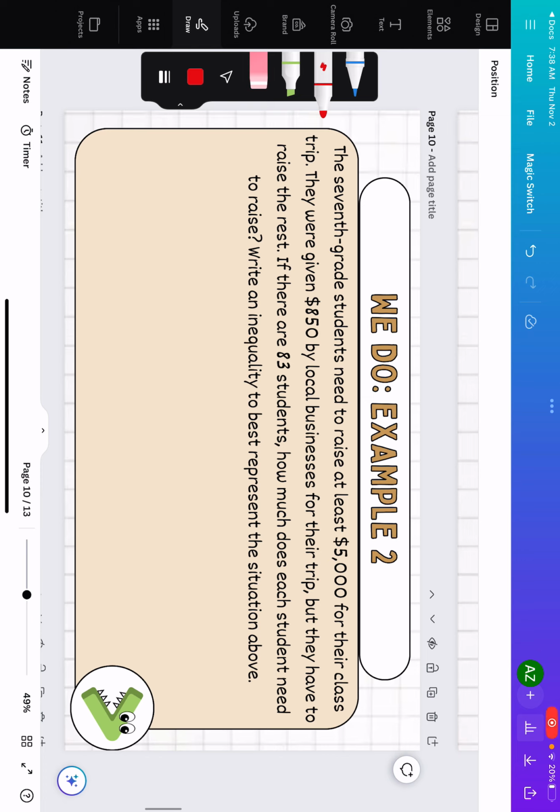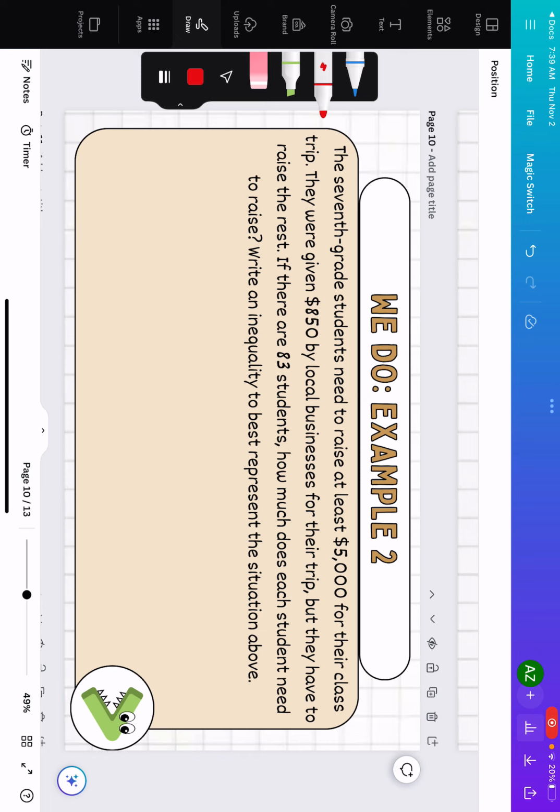So now let's go ahead and do this one. The 7th grade students need to raise at least $5,000 for their class trip. They were given $850 by local businesses for their trip, but they have to raise the rest. If there are 83 students, how much does each student need to raise? Write an inequality to best represent the situation above.